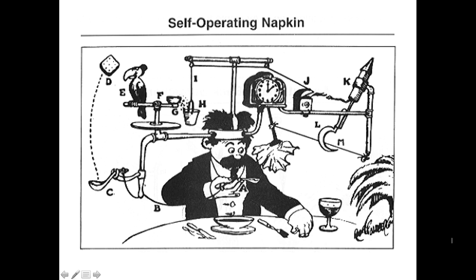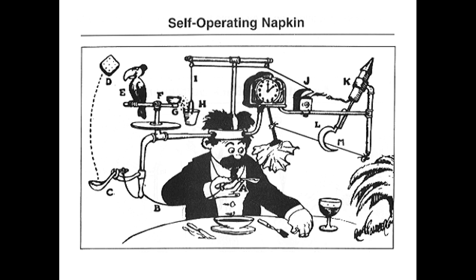As you raise your spoon of soup A to your mouth, it pulls strings B, therefore jerking ladle C, which throws cracker D past parrot E. Parrot jumps after cracker and perch F tilts. Upsetting seeds, G, into pail, H.